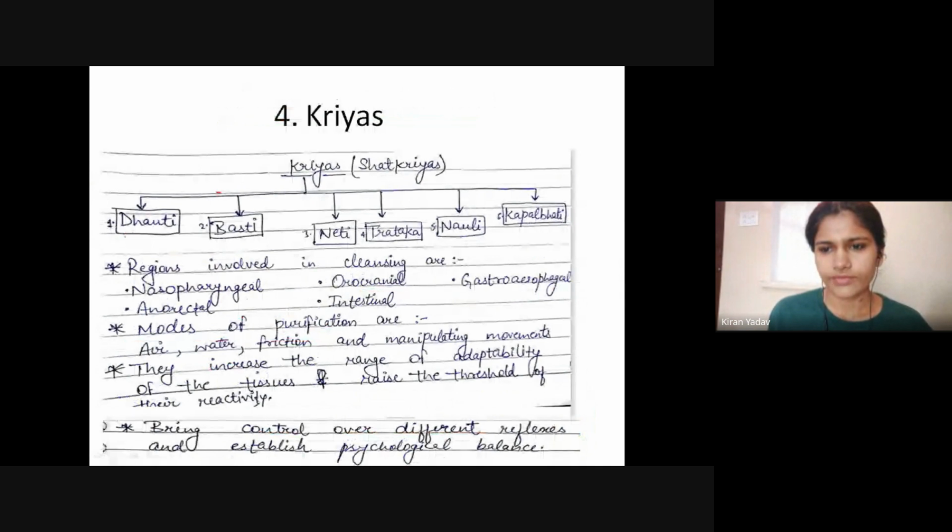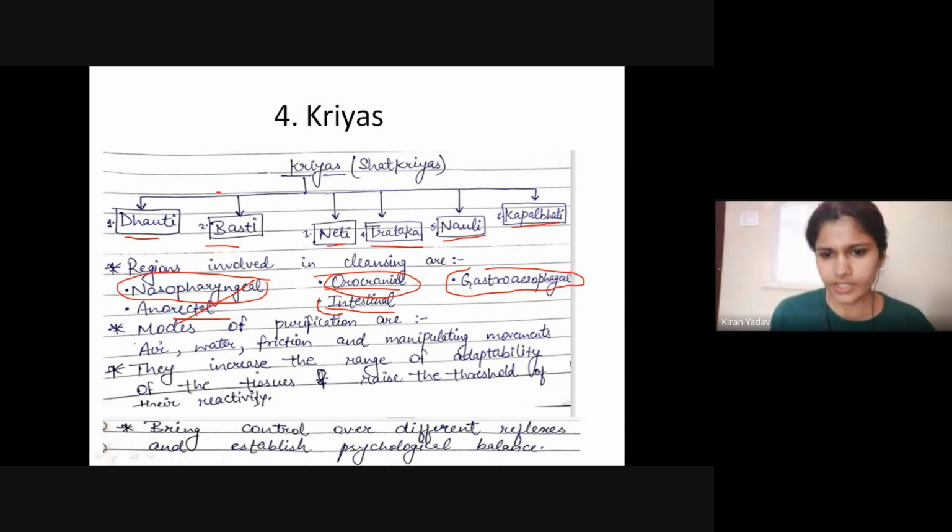Kriyas, there are six Shat Kriyas: Dhoti, Basti, Neti, Tratak, Noli, and Kapalbhati. Regions involved in cleansing are the nasopharyngeal region, the region of our nasal and pharynx, orocranial, cranial region, gastroesophageal region, and anorectal. So these are the regions, and Shat Kriyas help in cleansing of all these regions. Intestinal, like Basti helps in intestinal cleansing. These Shat Kriyas help in cleansing of different areas, different regions of the body.